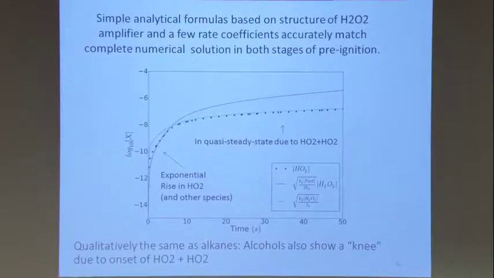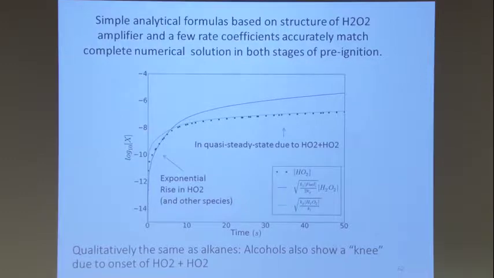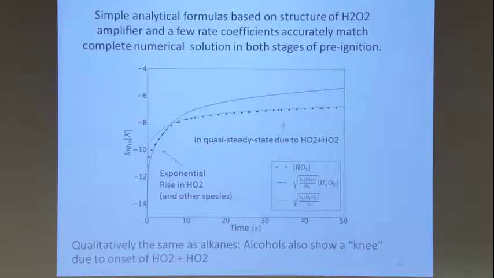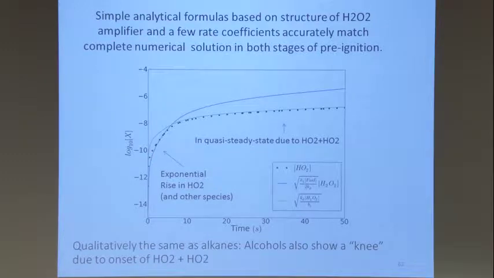And you can do a simple analysis for the medium temperature region when you have the H2O2 amplifier. And what you see is you get an exponential rise in HO2, and then you get a quasi-steady state due to HO2 plus HO2. And you can do some simple algebra and derive a simple formula that explains what really happens. So these curves here are the simple formulas, and the dots are actually from doing a full 1,000 species type reaction simulation.